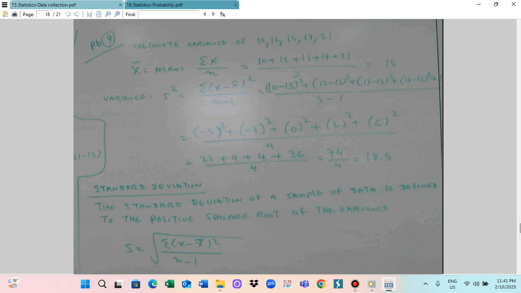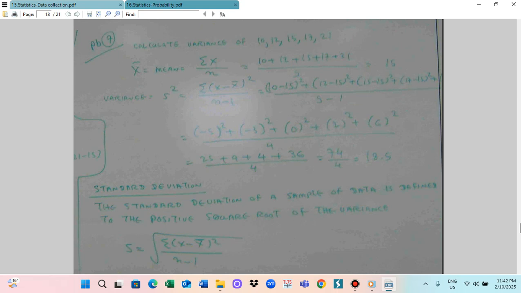So the variance you can calculate now. The numbers are 10, 12, 15, 17, 21, and the mean is 15. So it is 10 minus 15 squared plus 12 minus 15 squared plus 15 minus 15 squared plus 17 minus 15 squared plus 21 minus 15 squared. This is the summation of (x minus x bar) squared.